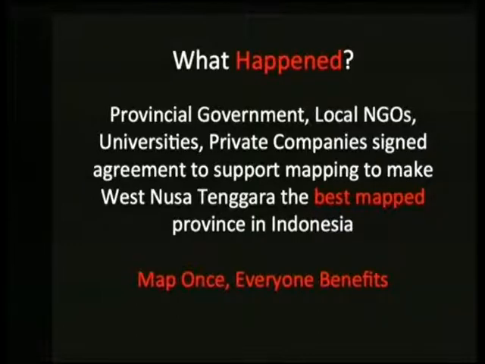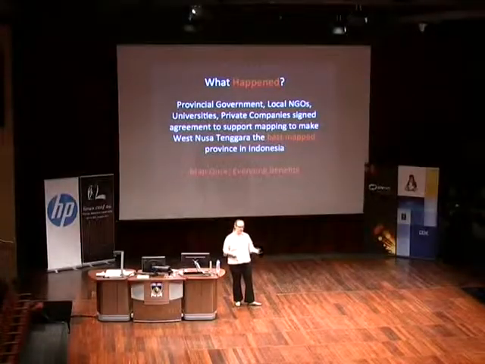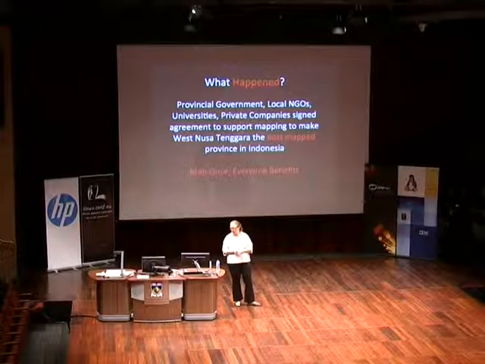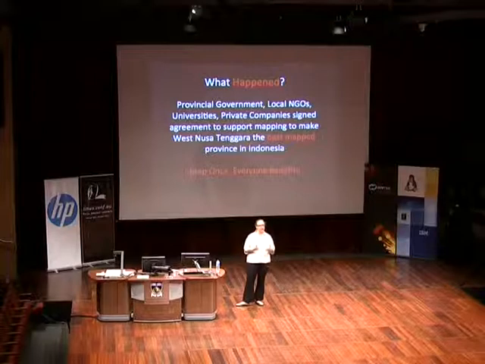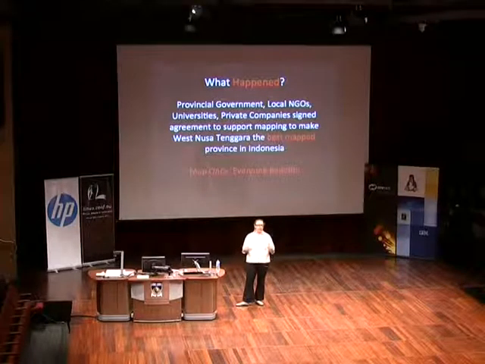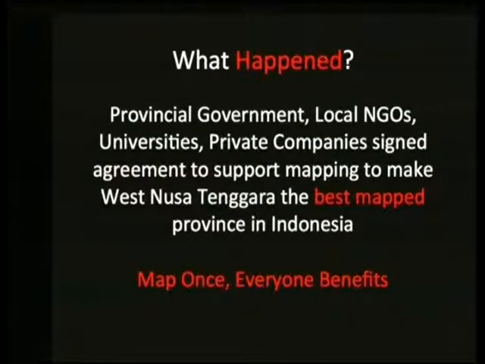So what happened? Just mapping in these couple villages got everyone excited. So in West Nusa Tenggara, the provincial government came forward and said, we want to be the best map province in all of Indonesia. And they got the local non-government organizations excited, universities, private companies, and they're continuing to map house by house. And so there's thousands and thousands of houses mapped at this point. And they continue to keep mapping.